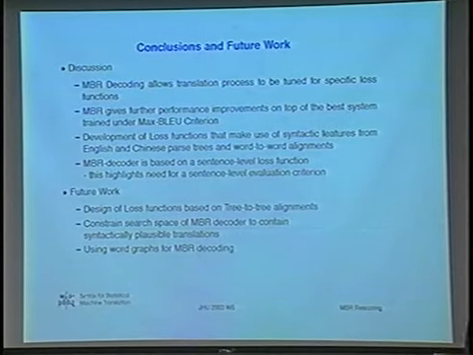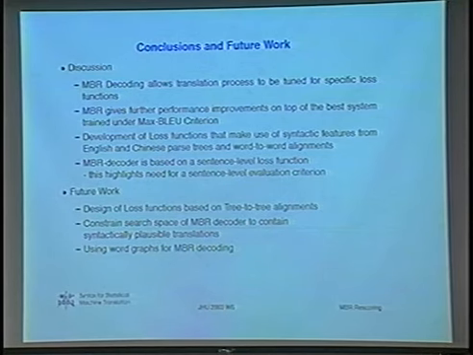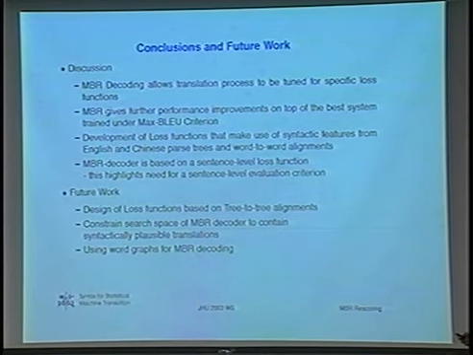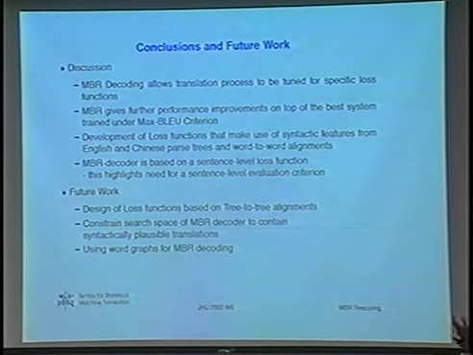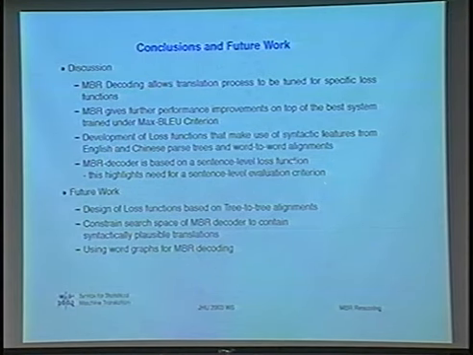So in conclusion, MBR decoding allows the translation process to be tuned for a loss function. So given a loss function, we can optimize that loss function and get good performance. On top of a good system trained with the maximum BLEU procedure, minimum Bayes risk rescoring furthermore improves the performance. So we can expect performance improvements on top of a system that has been trained. There's an interesting set of loss functions that we have developed that make use of syntactic features from English and Chinese parsers and word-to-word alignments. The topmost here seems to be very interesting and maybe needs further research.